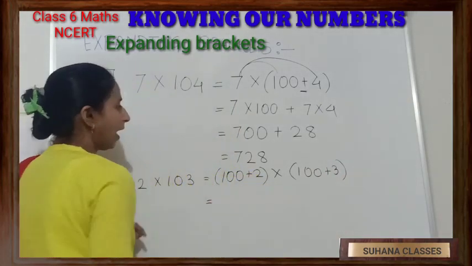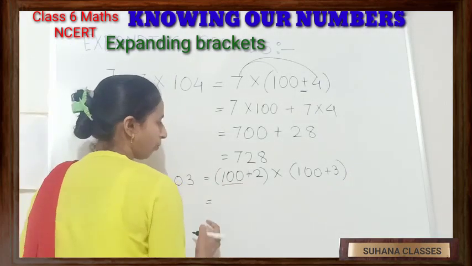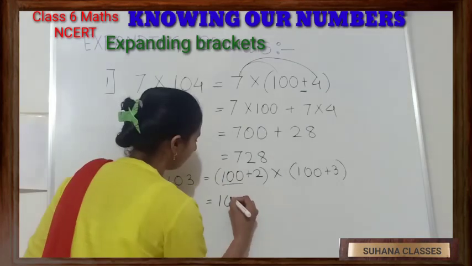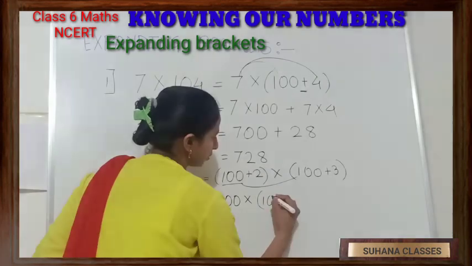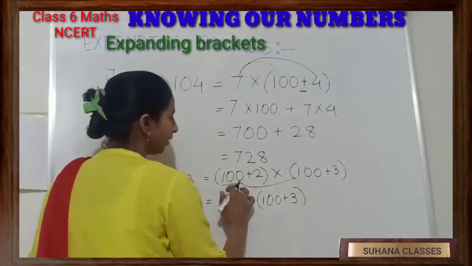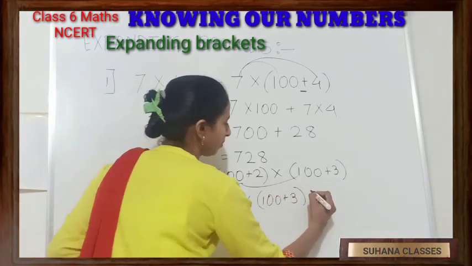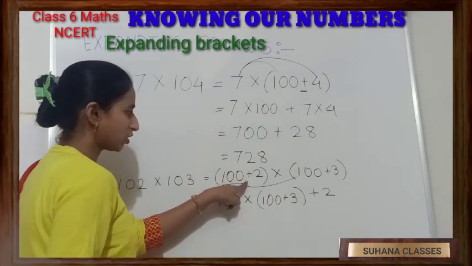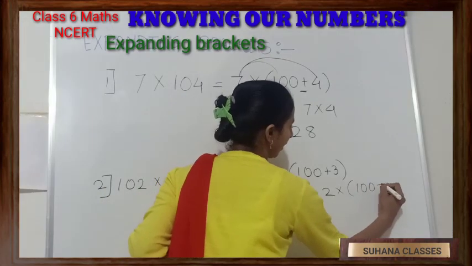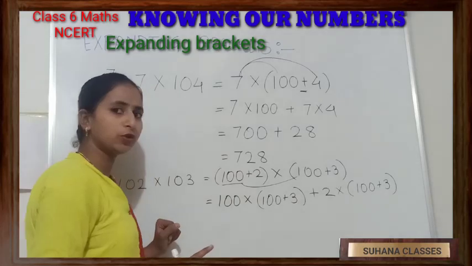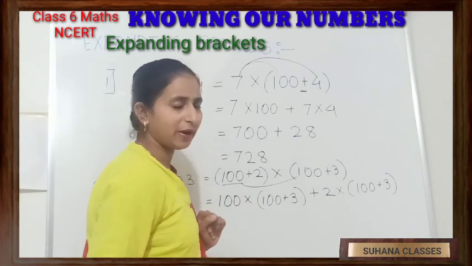Here in both the brackets, I can see 100. So first I will take the 100 from the first bracket and multiply this 100 with the other bracket, 100 plus 3. Again, distributive property. In the first bracket, who is remaining? Plus 2 is remaining, so I will write plus 2. This 2, again I will multiply by the second bracket. What I did here is distribution again: the first bracket members are distributed to the second bracket individually.